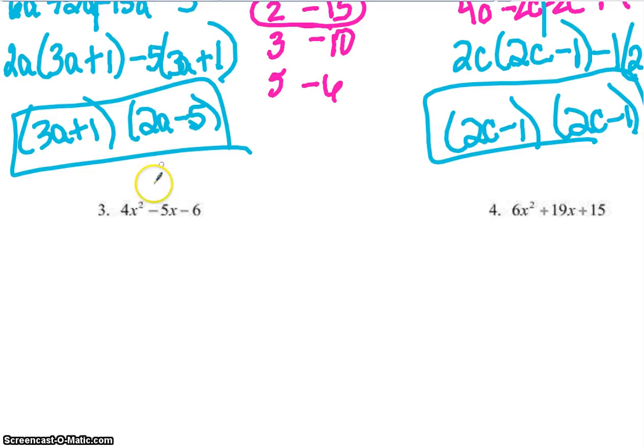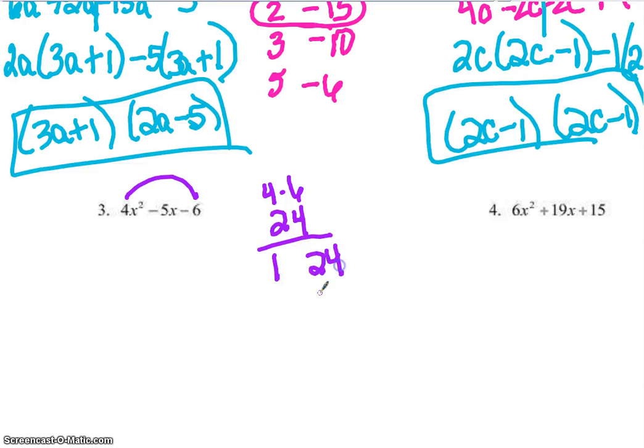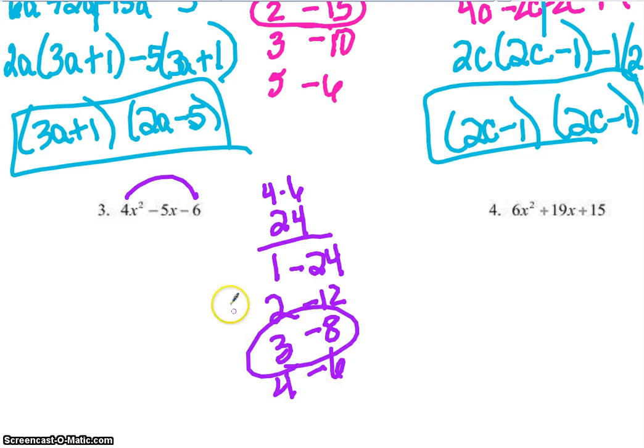You're going to start by taking your 4 times your 6 and finding the factors of 24. 1 and 24, 2 and 12, 3 and 8, 4 and 6. Signs are different. The big ones are negative, which means the small ones are positive. They need to equal -5, so we're talking 3 and -8.